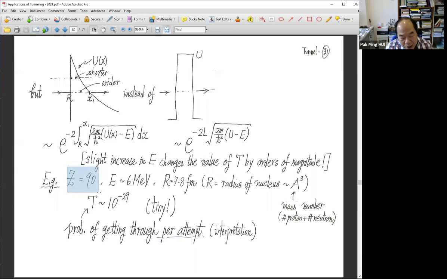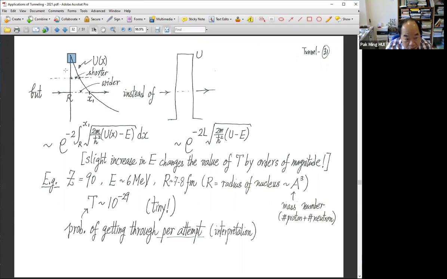I'm taking a nucleus, say it's 90 protons, therefore there will be more than 90 neutrons in it. So it will be a big, heavy nucleus. The kinetic energy of the alpha particle is 6 MeV, rather typical. And then the radius of the nucleus is some femtometers, again very typical. Then I try to estimate the barrier that it has to go through and just plug some numbers in, okay? Now, let me tell you the answer.